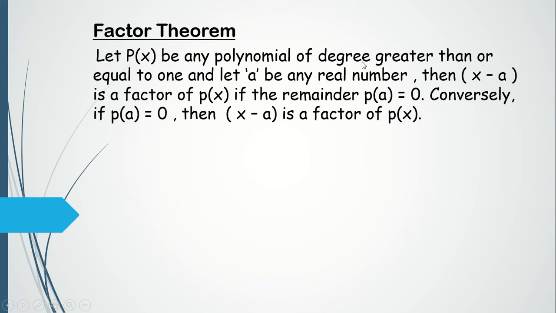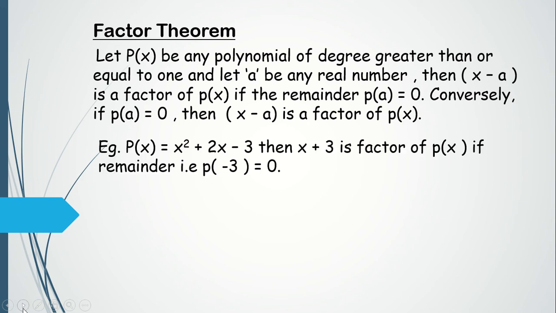So let's check the factor theorem. Let P(x) be any polynomial of degree greater than or equal to 1 and let a be any real number. Then x minus a is a factor of P(x) if the remainder P(a) is equal to 0. Conversely, if P(a) is 0, then x minus a is a factor of the polynomial in x. When any polynomial is divided by the divisor x minus a, we get the remainder P(a). If the remainder is 0, then x minus a is a factor, and if x minus a is a factor, the remainder is 0. Both ways it is true.